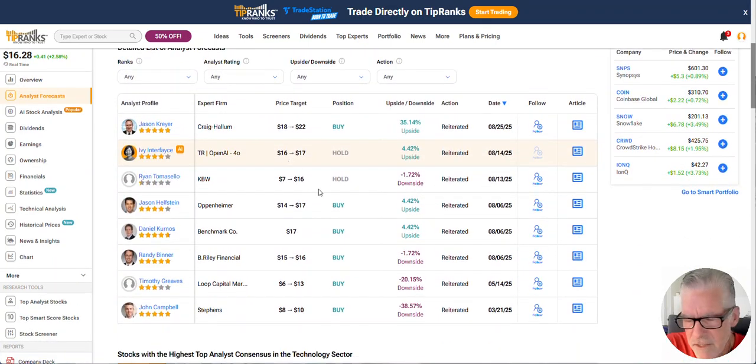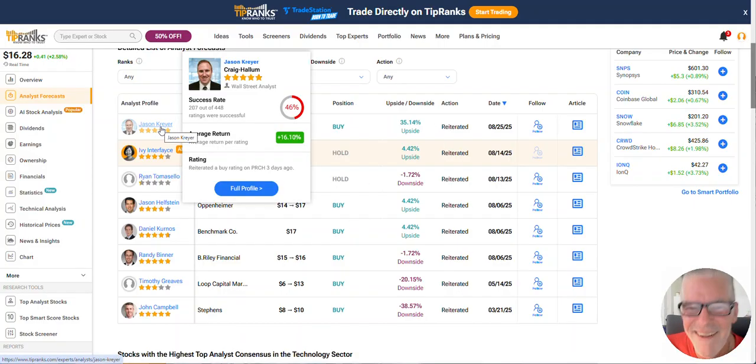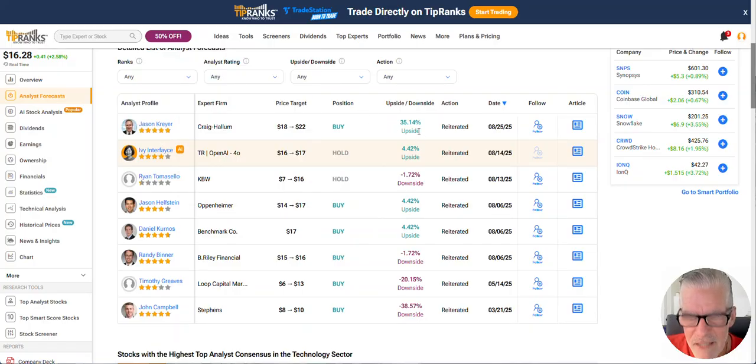So none of that is a deal killer. None of that would rule me out buying some shares of the stock, but there's not really anything in here except this one guy. Now, he's a 5-star analyst, but at a 46% win rate, that's not very convincing. An average return of only 16%, not very good. But he is at the highest, right, 35% upside. So maybe he sees something or knows something about the company that the rest of the analysts don't.